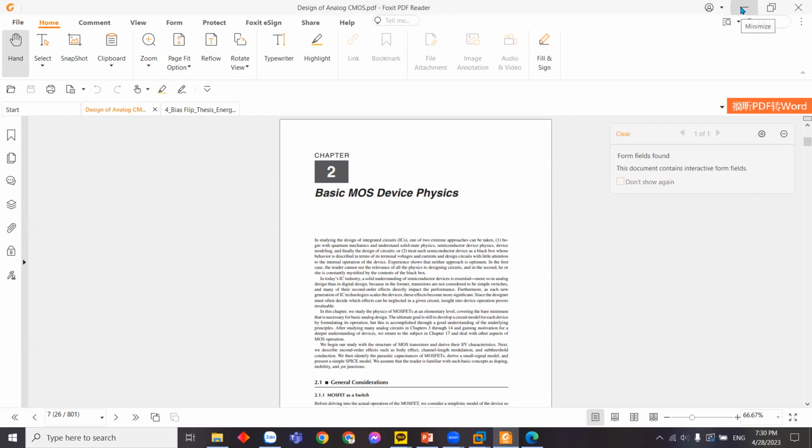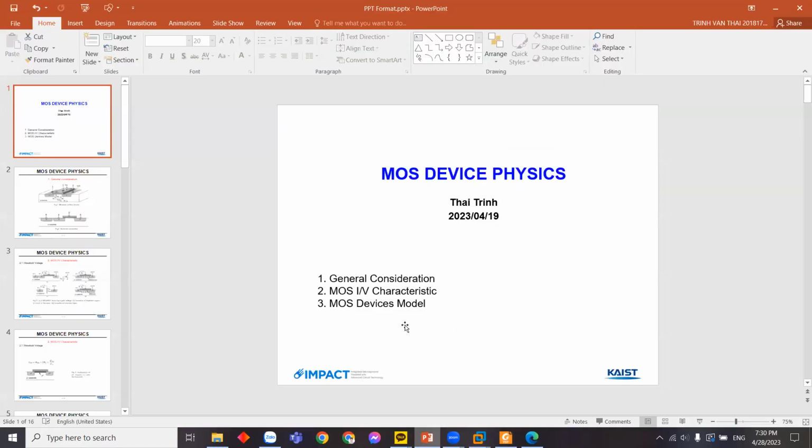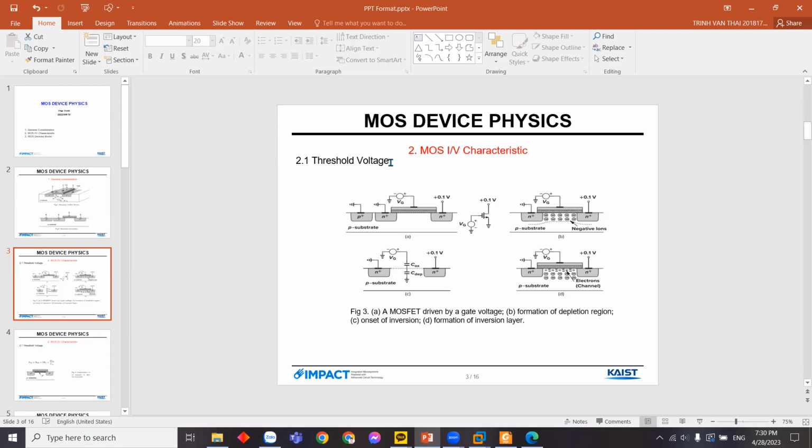In the last 2 weeks, I studied chapter 2 that you sent me. It is basic MOS device physics, as well as biasing. So as Ryan said before, I will present an overview of what I learned. The first one is MOS device physics. I learned about the structure of the MOS device. It has gate, source and drain, and inversion takes place when we put the threshold voltage on the gate. We can create the formation of the depletion region. Also, when the gate voltage reaches the threshold voltage, the inversion layer takes place.